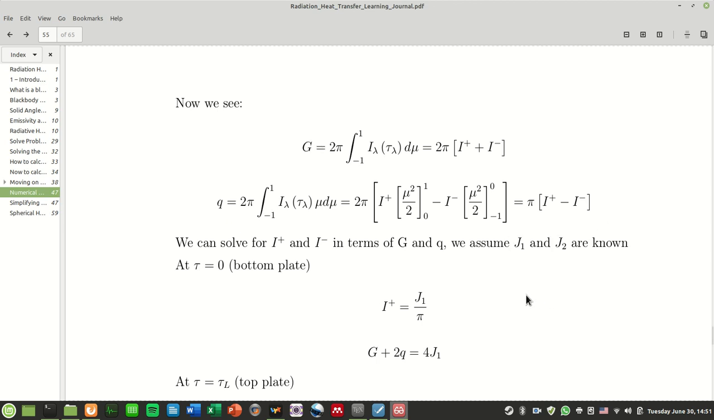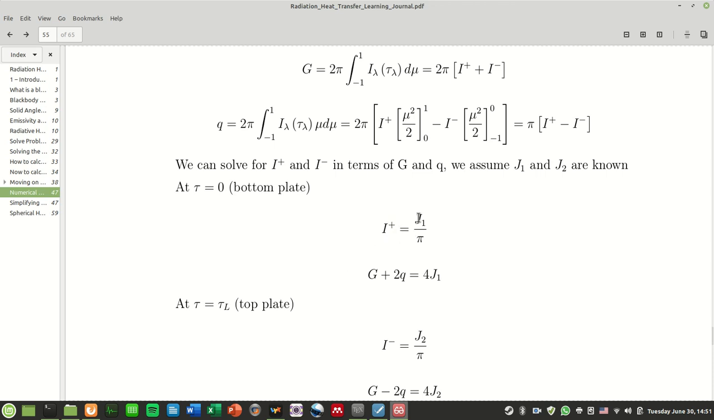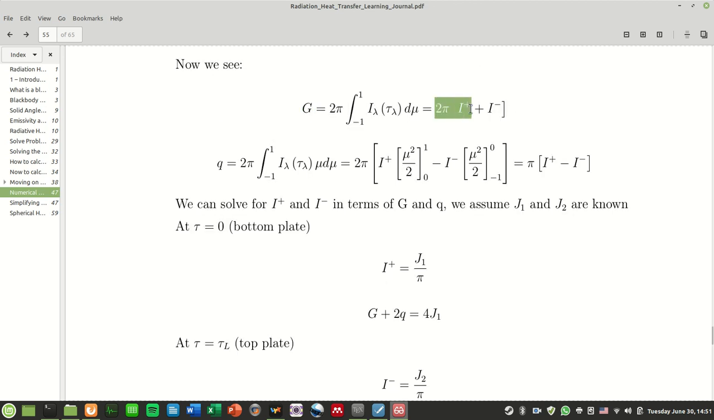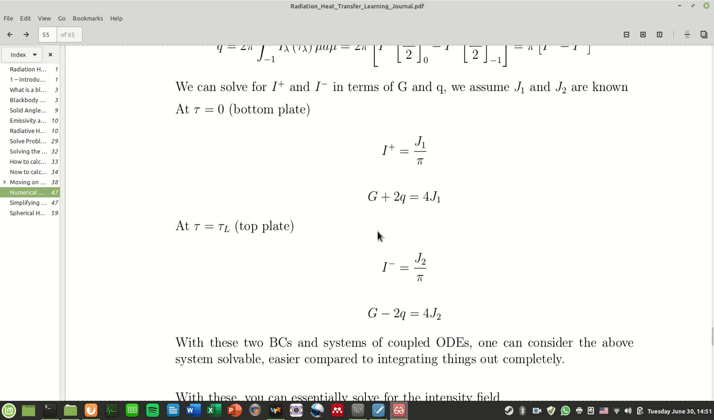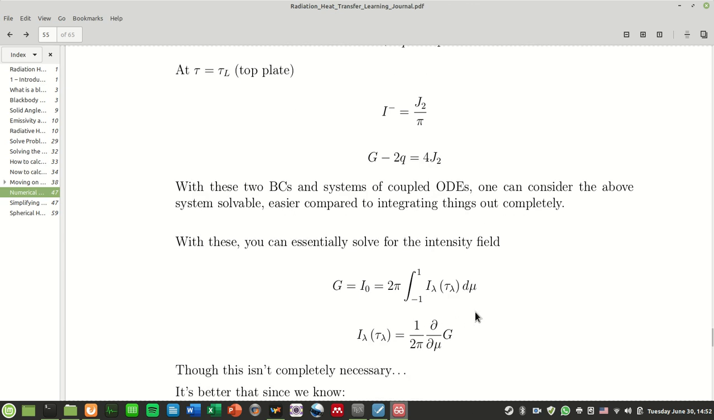I plus will be in terms of J1 over pi, and by doing the substitution, where G is 2 pi times I plus plus I minus, and Q equals pi times I plus minus I minus, we get these equations. G plus 2Q equals 4J1 at the bottom plate. This is one way of writing our boundary condition. And at the top plate, G minus 2Q equals 4J2. This is another way we can write our boundary condition.